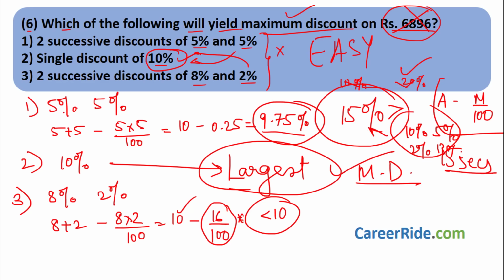You saw over here, two successive discounts, the equivalent discount came out to be 9.75, which is less than 10. Always remember single discount, not equivalent discount. A single discount is always greater than successive discounts of the same value. Now moving to question number 7.